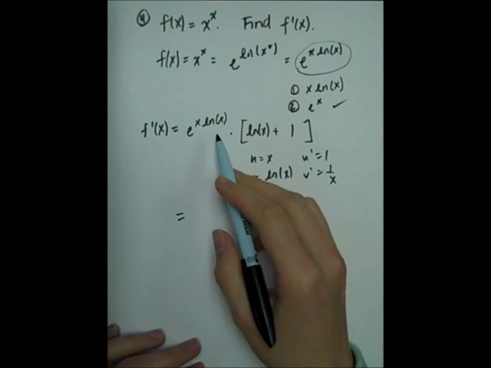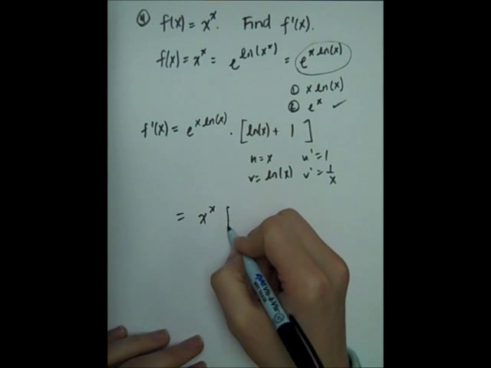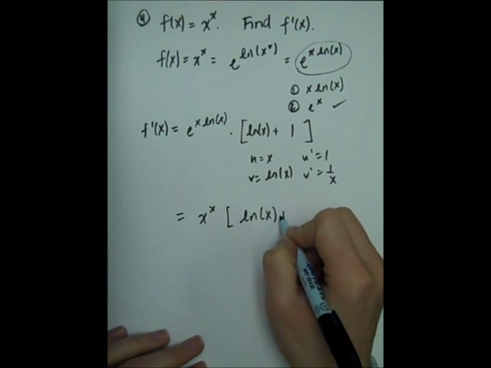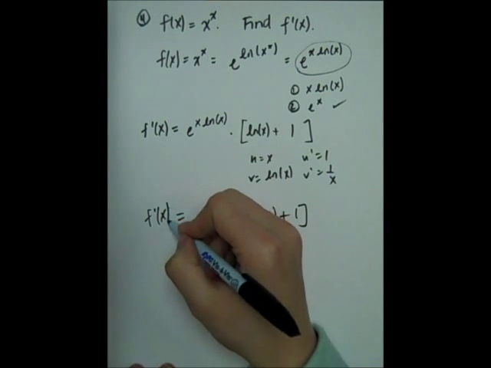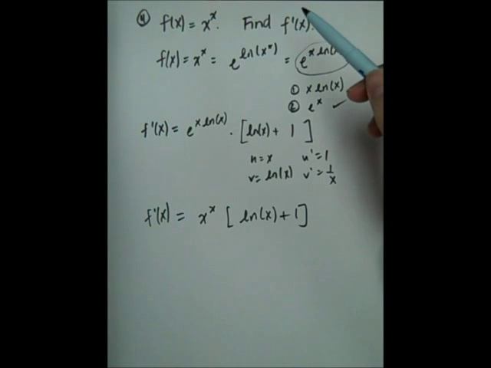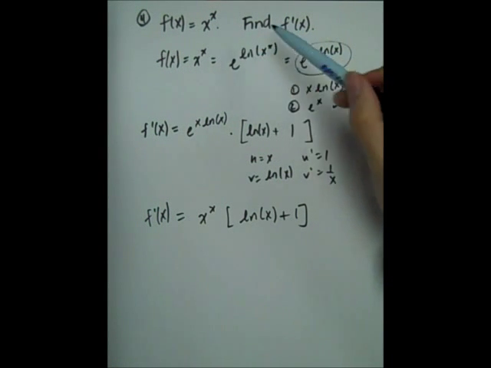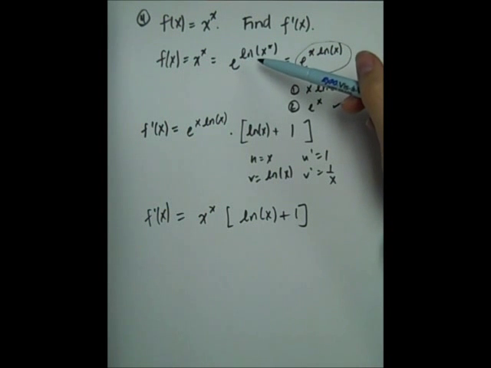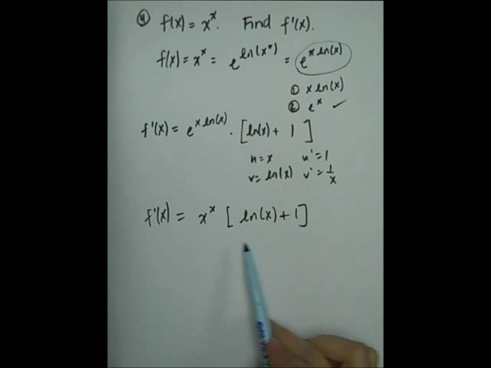Now I could simplify this just a little bit. e to the x natural log of x was x to the x. You could rewrite it this way. You don't necessarily have to, but there's your derivative. So all we did was rewrite this, and you can do this whenever you have x in the base and the exponent: rewrite it in terms of e to the natural log, and then bring down your exponent. That'll give you a chain that you can actually work with. So the derivative of x to the x we found was x to the x times natural log of x plus 1.